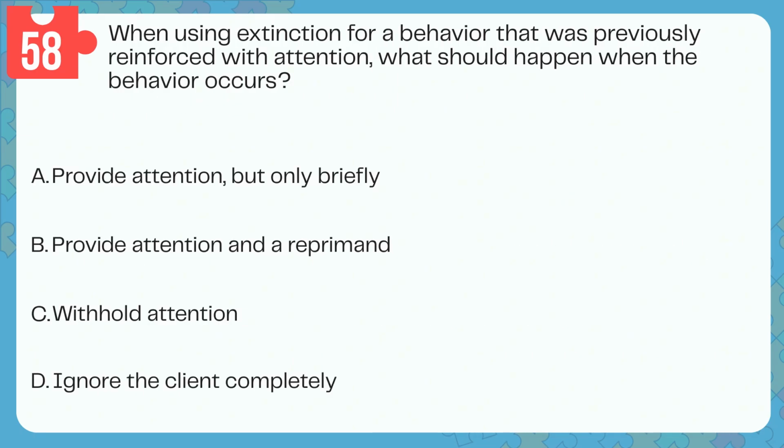Question 58. When using extinction for a behavior that was previously reinforced with attention, what should happen when the behavior occurs? A. Provide attention, but only briefly. B. Provide attention and a reprimand. C. Withhold attention. D. Ignore the client completely.